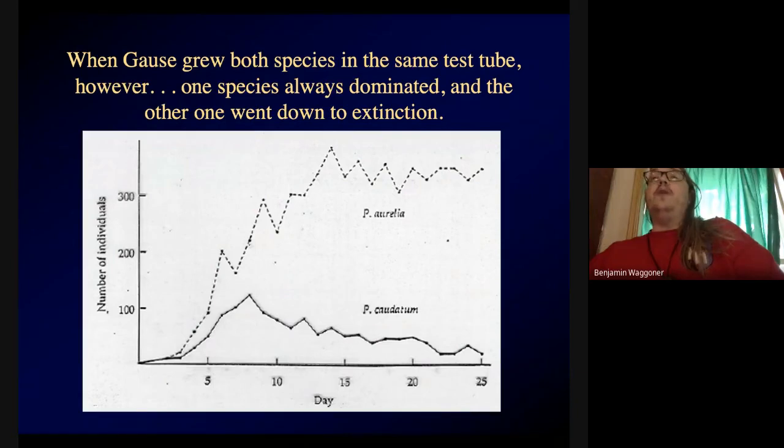Over the course of 25 days, both populations grow for a while, but then one species, Aurelia, ended up dominating, and the other one, Caudatum, peaked and then drifted down and ultimately, given enough time, went extinct. That would be competitive exclusion.